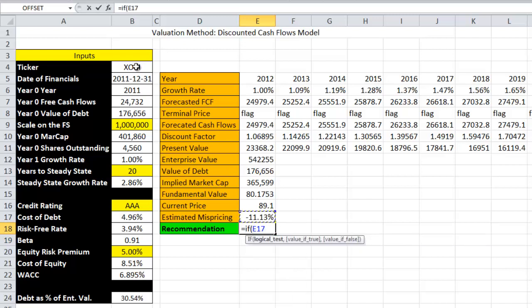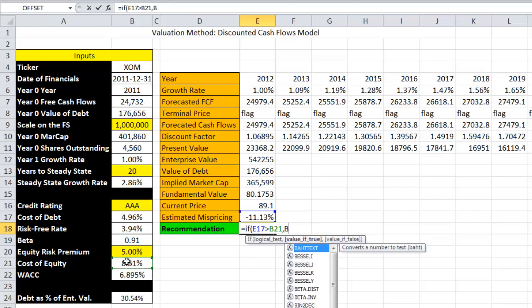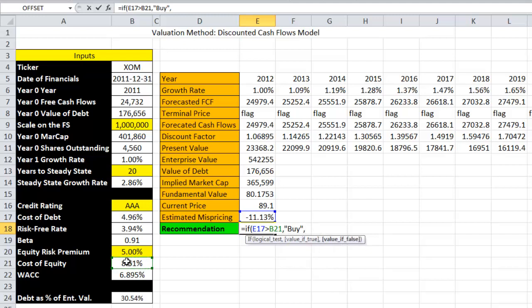If the estimated mispricing is greater than the cost of equity, then we probably want to buy the stock. That means we think we could earn more than the cost of equity by buying this mispriced security. If, however, that is less than the risk-free rate, so what if the mispricing is 2% or less? Clearly, we wouldn't want to buy that. We think we could earn more in the risk-free asset. If that's the case, we would want to sell it.